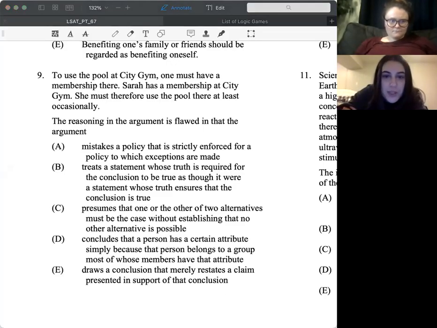To use the pool at City Gym, one must have a membership there. Sarah has a membership at City Gym. She must therefore use the pool there at least occasionally.